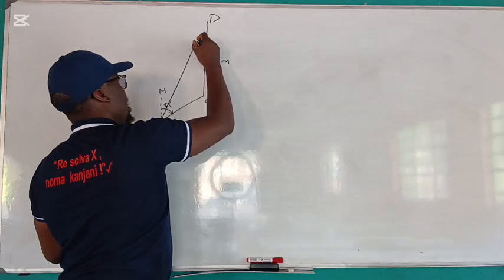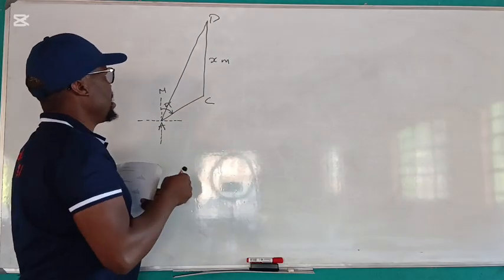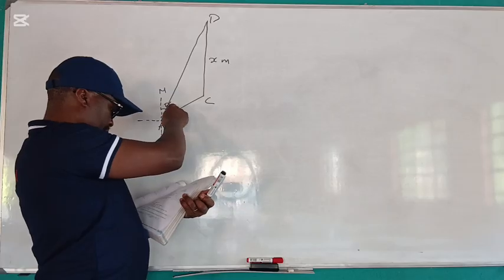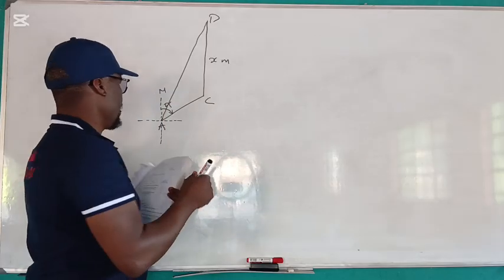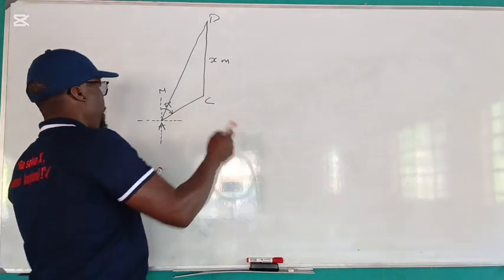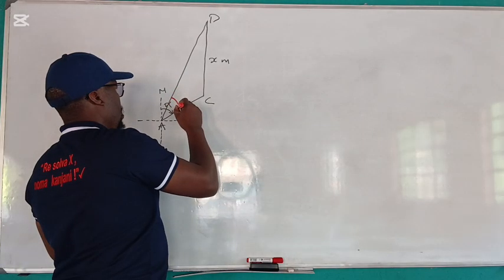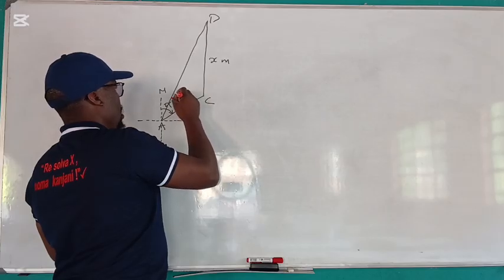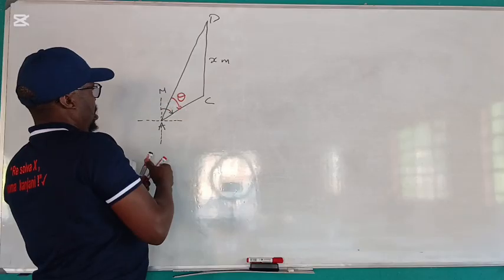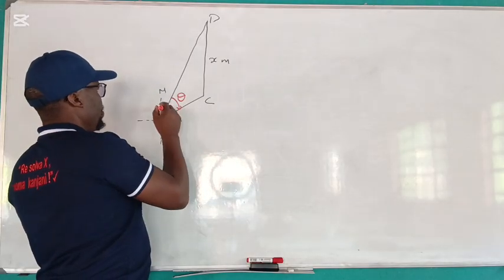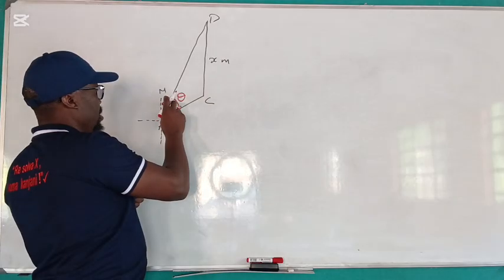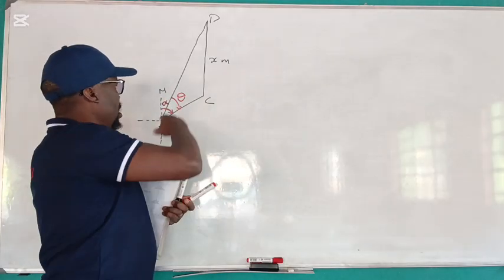Let's draw this straight line. So it means that this angle, which is the angle of elevation, is theta. Okay, let me use a different colored marker. This is theta. This whole angle over here is alpha, and that one is theta, which is the angle of elevation.